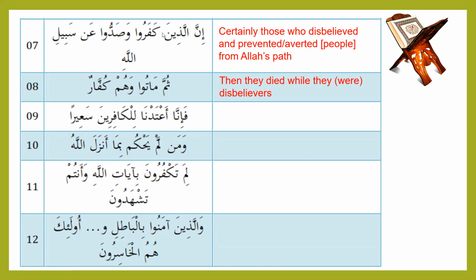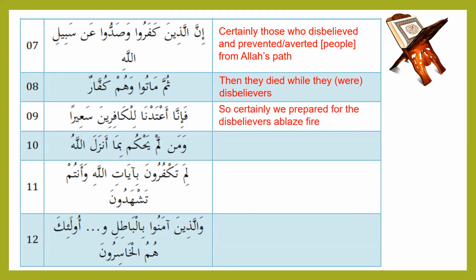Ahsant. Sister Mukarrama Walji, please come forward. After Sister Mukarrama, I will ask Sister Arshi Fatima Nathani. Oh, please go ahead. Bismillah ar-Rahman ar-Rahim. فَإِنَّ أَعْتَدْنَا لِلْكَافِرِينَ سَعِيرًا. So certainly we have prepared for the disbelievers a blazing fire.